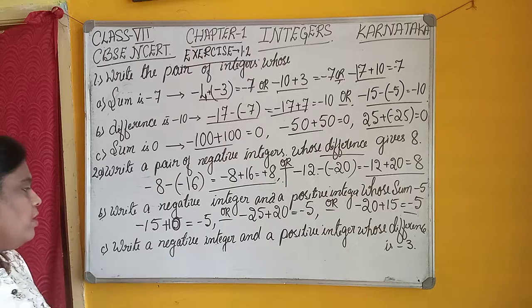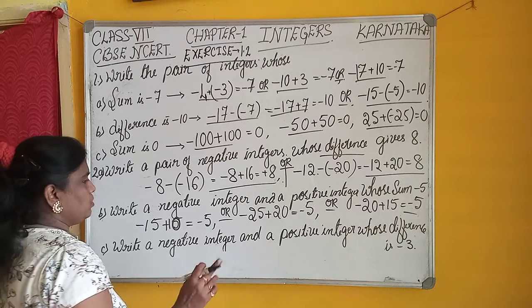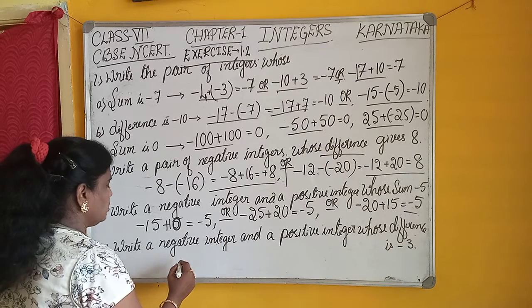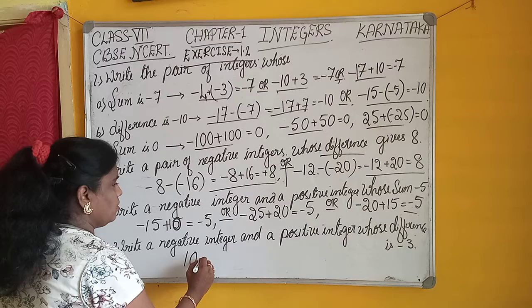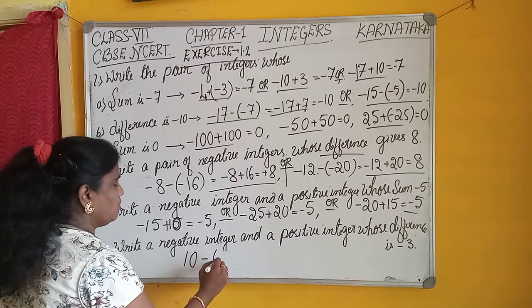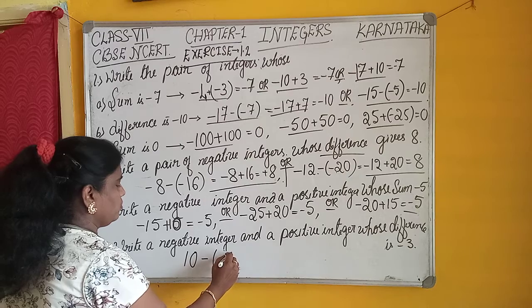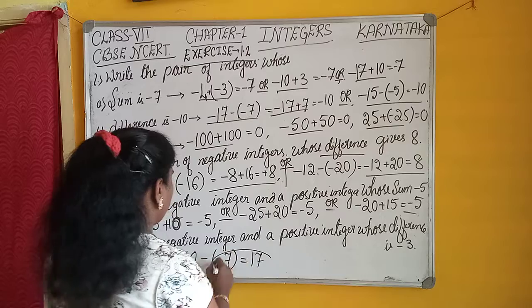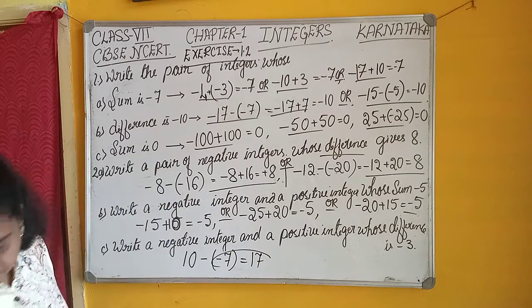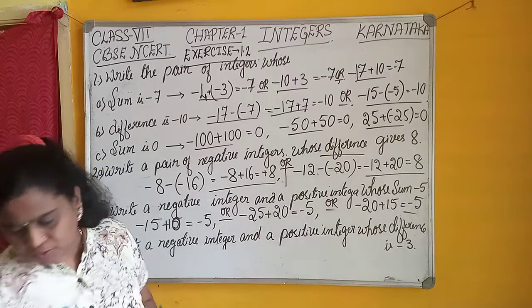Write a negative integer and a positive integer whose difference is minus 3. That is a positive integer and minus of minus 3. Here also it will become, student, it is empty. What will it become? Which number should come here?